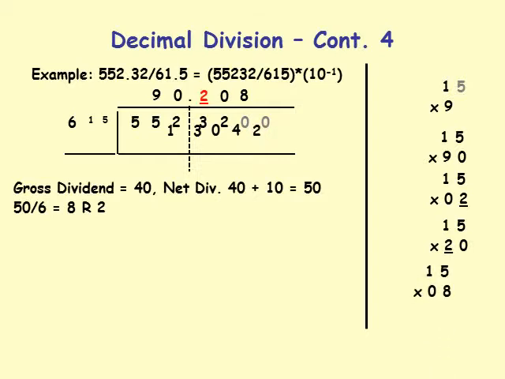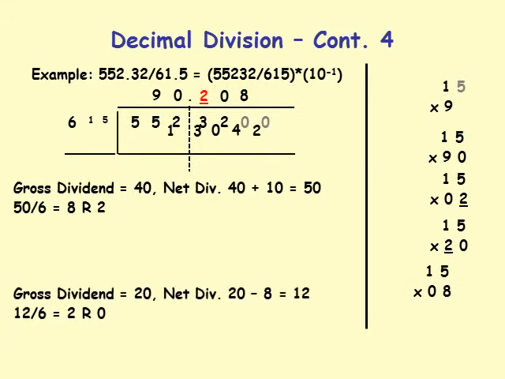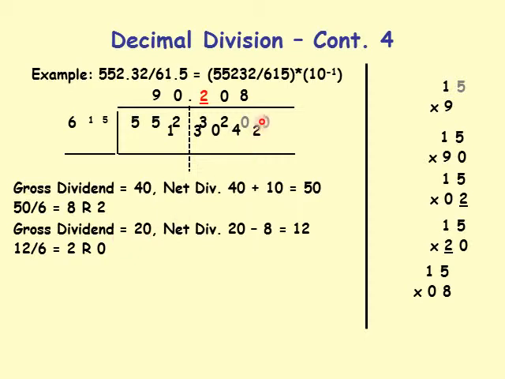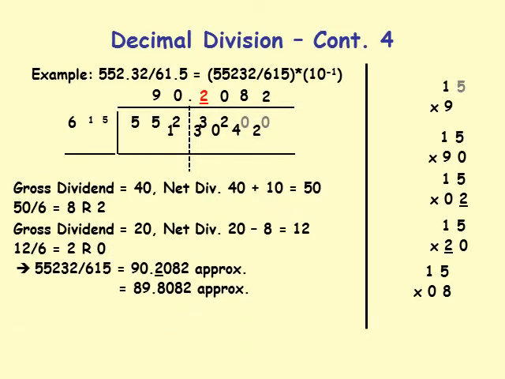Let's continue. Our next step we have is 0, 8, our most recent quotient digits, and 1, 5 from the flag digits. Okay. So gross dividend is 20, is 2 here. Net dividend 20 minus 8 is 12. And we divide 12 by 6. 12 by 6 is 2, remainder 0. Okay. We just stop division now. We got 4 digits after the decimal right now.